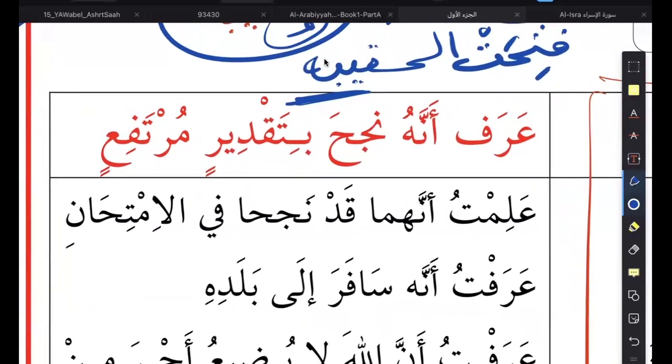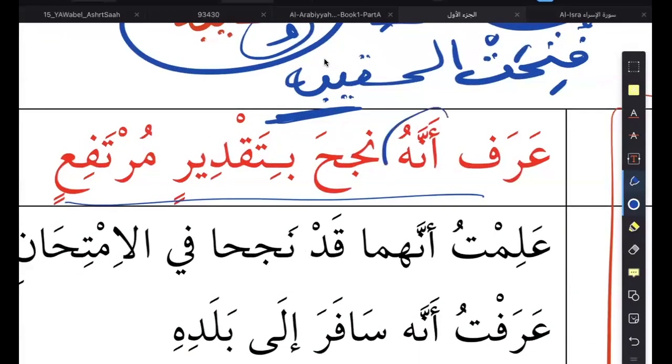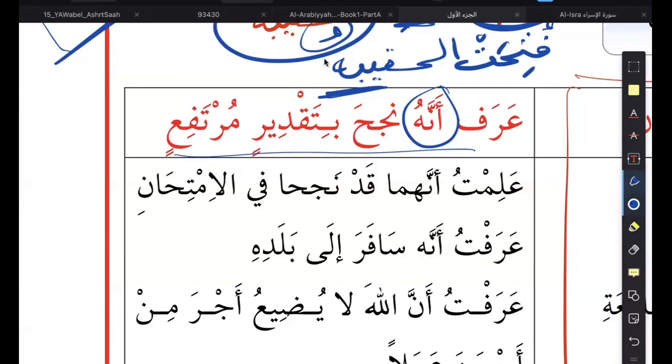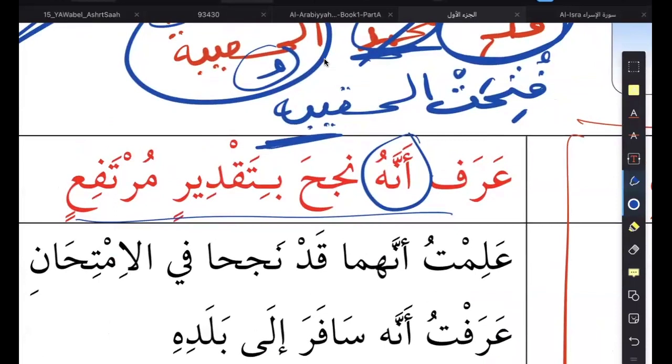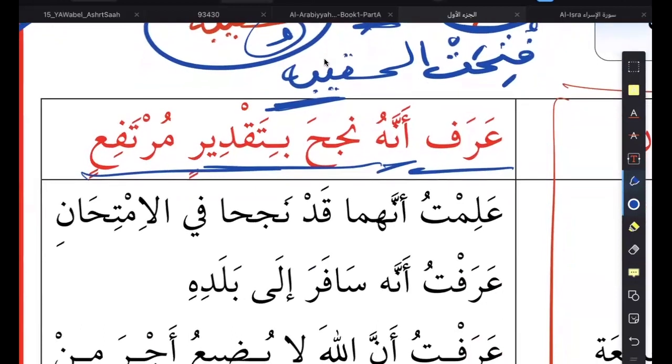We have arafa annahu najaha bi taqdirin murtafa. So here, actually, they're showing the word anna. Remember what I mentioned to you, that inna comes in the beginning. Anna is usually in the middle. So here you cannot say innahu, because it's not in the beginning of the sentence. It's in the middle of the sentence. So arafa, he learned that he passed in the high grade.